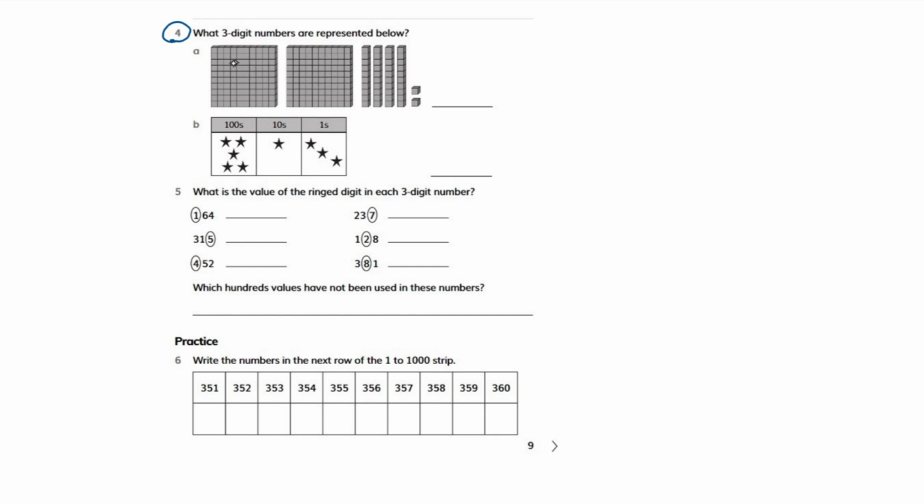So the first one is using blocks. This one is hundreds block. This one is also hundreds block. And these ones are tens block. And the two over here are units or ones block.